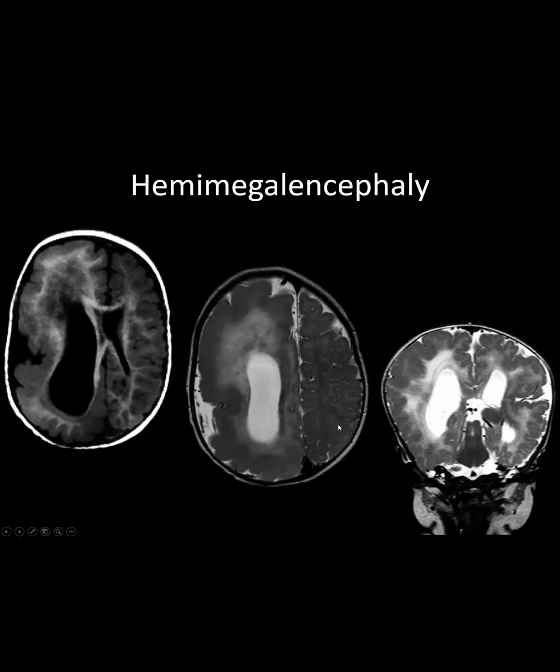All right, so more examples of that. Thick, broad gyri with a huge ventricle. I would think of hemimegaloencephaly.